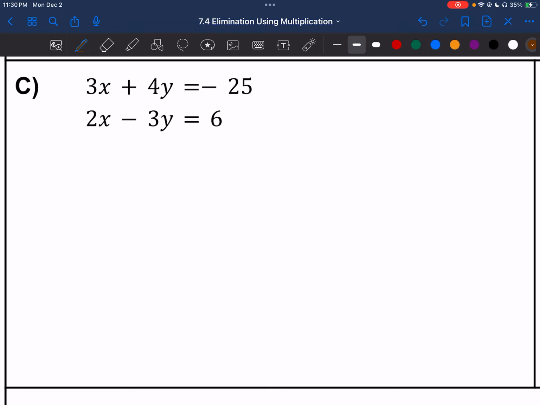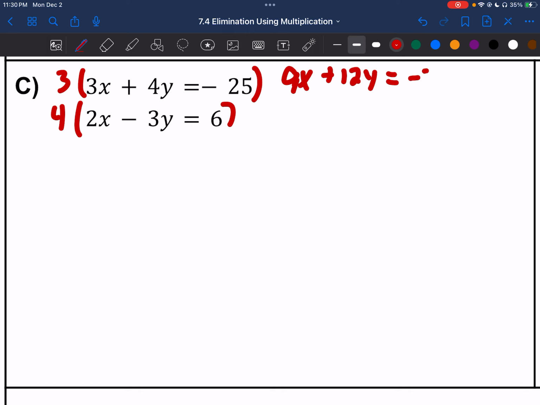All right, so our first example here. I have opposite signs on my y's, and so that is what I'm going to work with. So I'm going to multiply my first equation by 3, my second equation by 4 in order to get those y's to be opposite. We're going to use that least common multiple there. All right, so we get 9x plus 12y equals negative 75 for my first equation. I get 8x minus 12y equals 24 for my second equation.